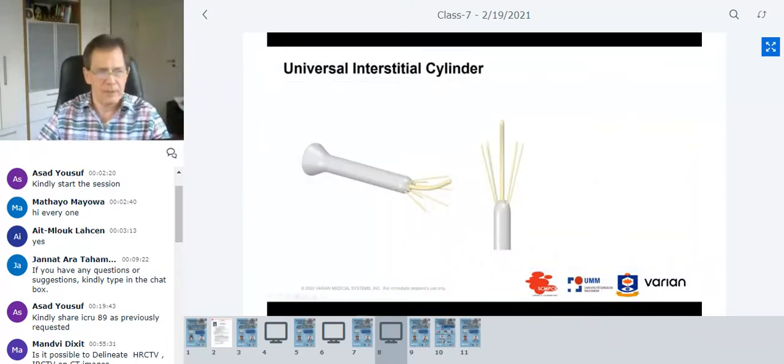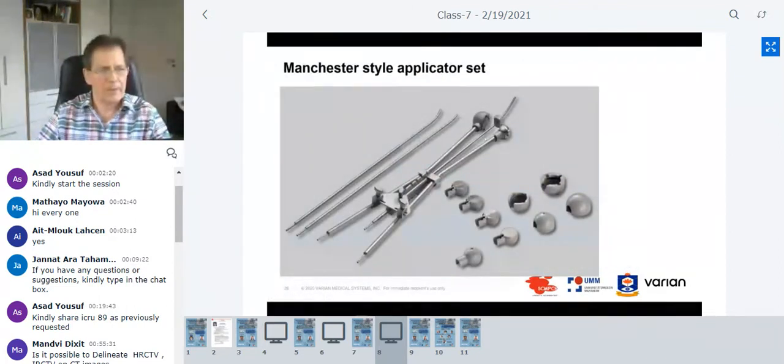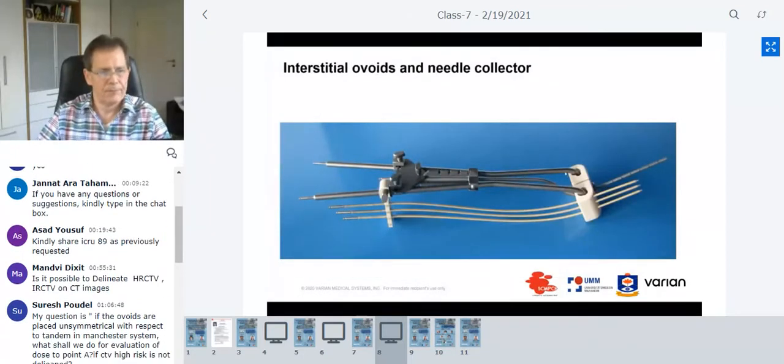You can also use cylinders like this one here in combination with interstitial needles. And you can even combine these interstitial needles also with a template. So you have also needles that are parallel to your cylinder surface. Then you have the classical Manchester applicator that can also contain shielding segments in the ovoids to shield the dose to bladder and rectum. This is a Fletcher applicator with a fixed geometry where you have always 90 degrees between your intrauterine probe and the ovoids.